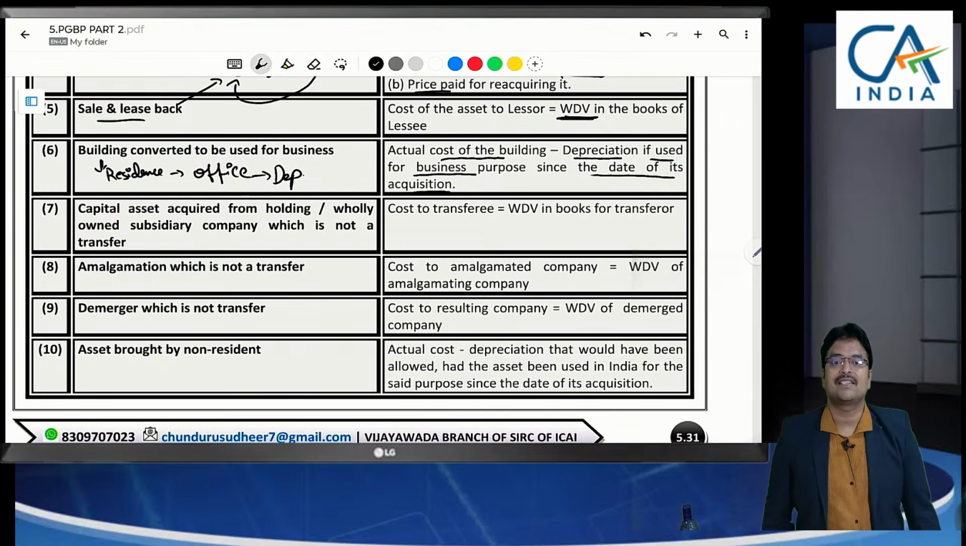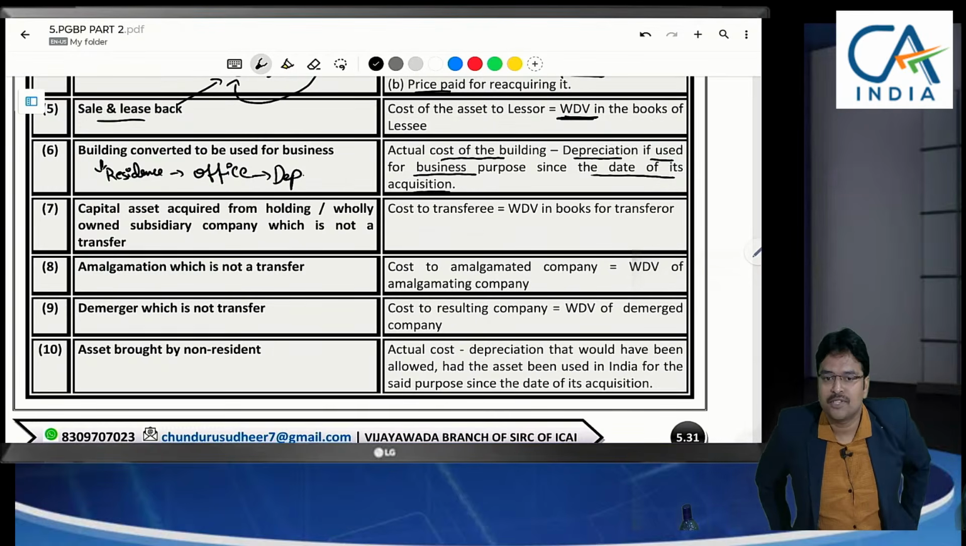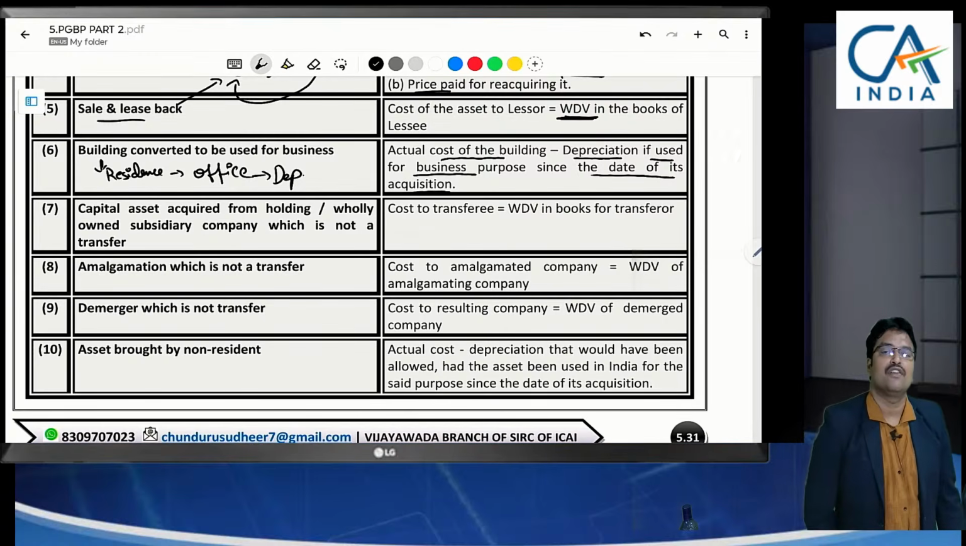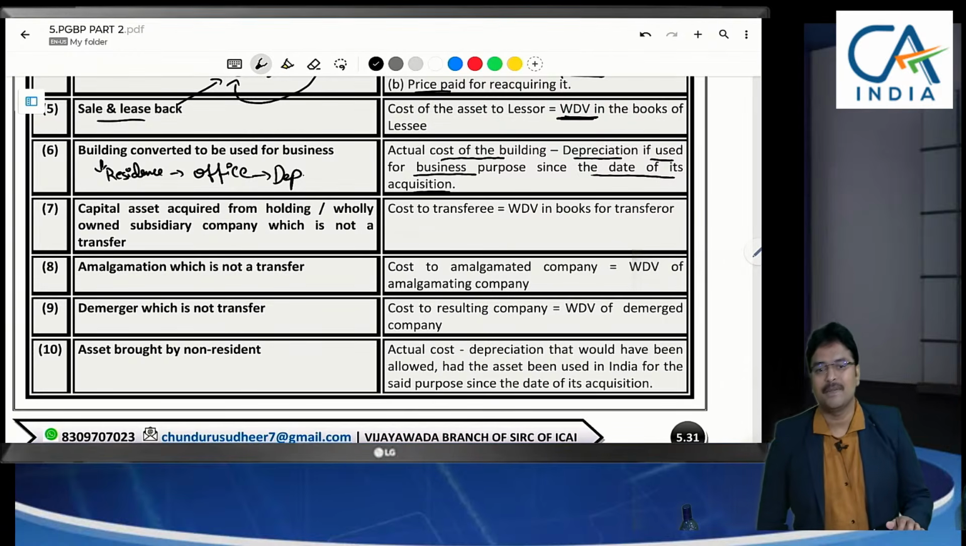Original cost minus depreciation, after 10 years I am using. Original cost how much? 50 lakhs. So 50 lakhs minus every year 10% depreciation should be reduced. You are not claiming the depreciation.